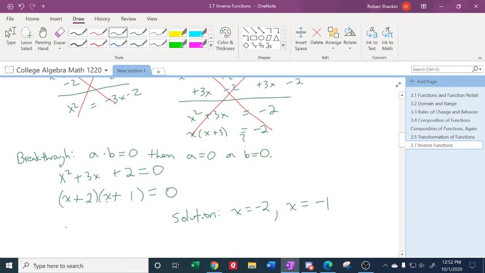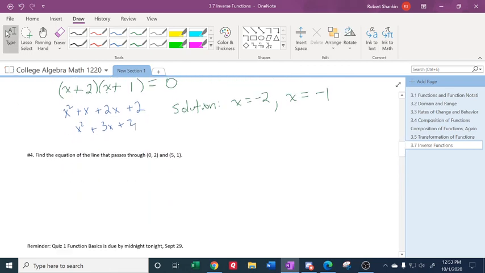x times x is x squared, x times 1 is plus 1x, 2 times x is 2x, plus 2. And then this is the same thing, x squared plus 3x plus 2. This right here means the same thing as this, but the x squared is kind of hidden in here now. But then we can see two things multiplied together is 0. One of them has to be 0.